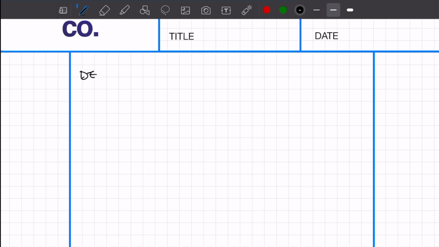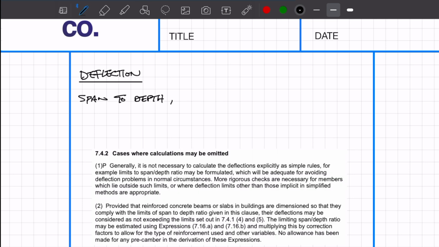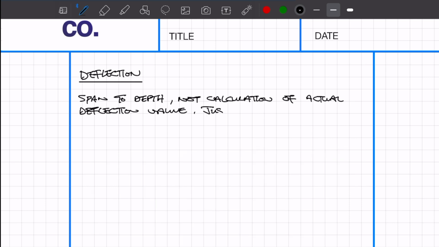Now let's move on to the deflection calculation. The code says we can use span to depth ratios to determine if a beam is going to be adequate in deflection, so we are not actually calculating the deflection value, we are simply satisfying some rules given to us by the code. The steps to calculate actual deflection values is very long and tricky in concrete design due to the nature of concrete. You can look it up in the code, but I won't be covering it in this video.